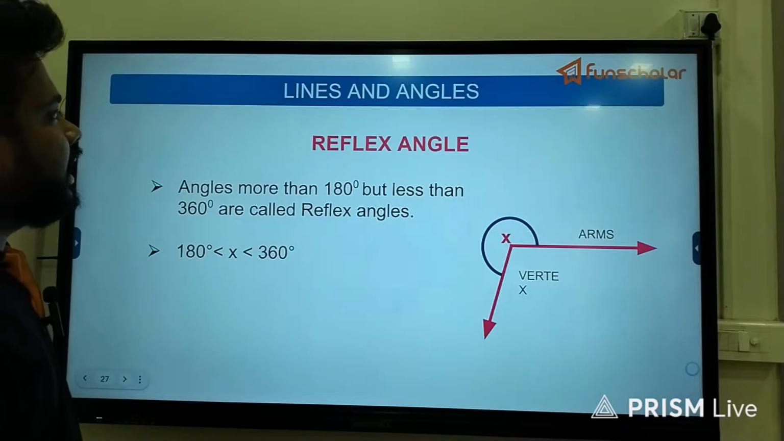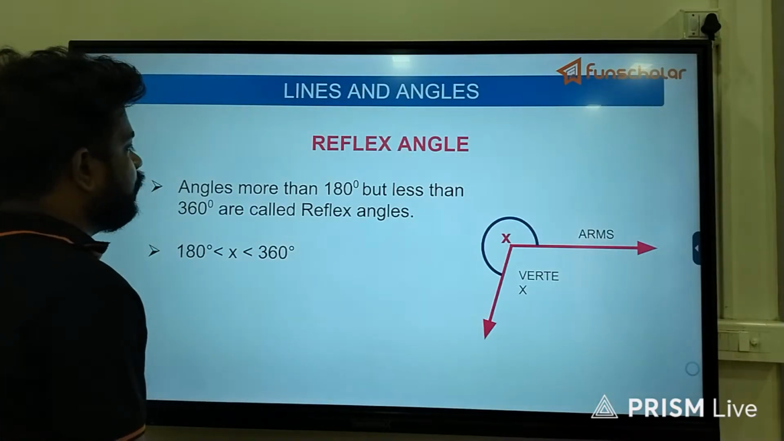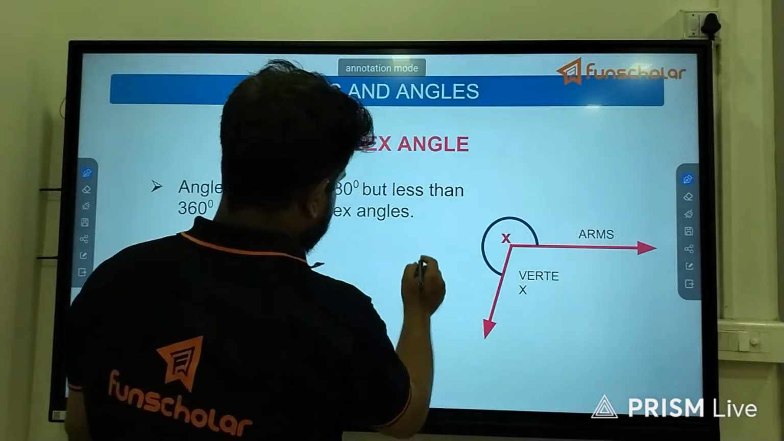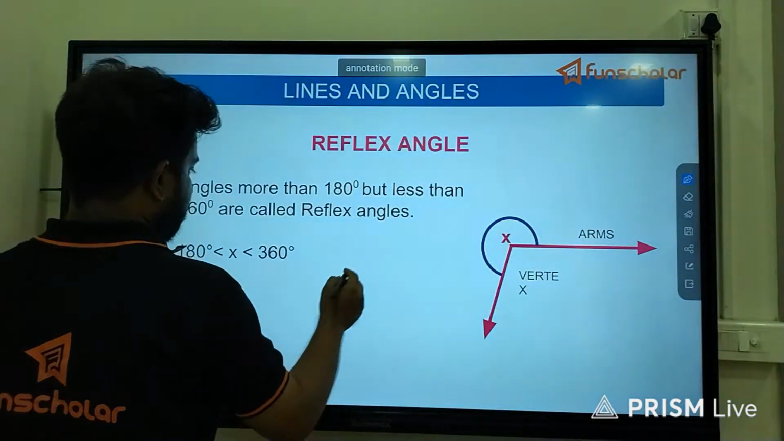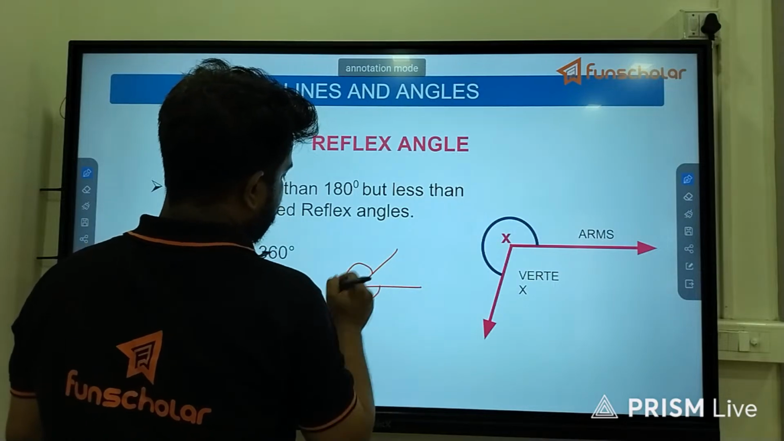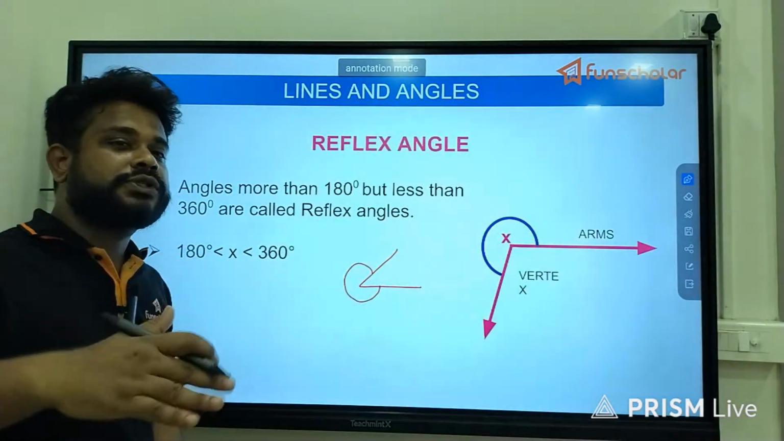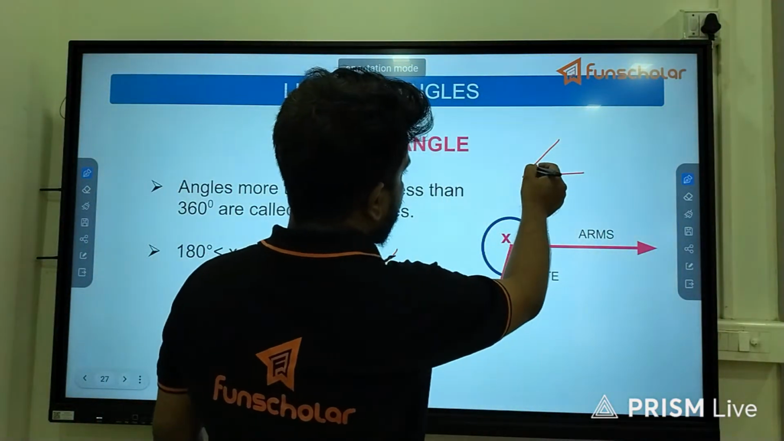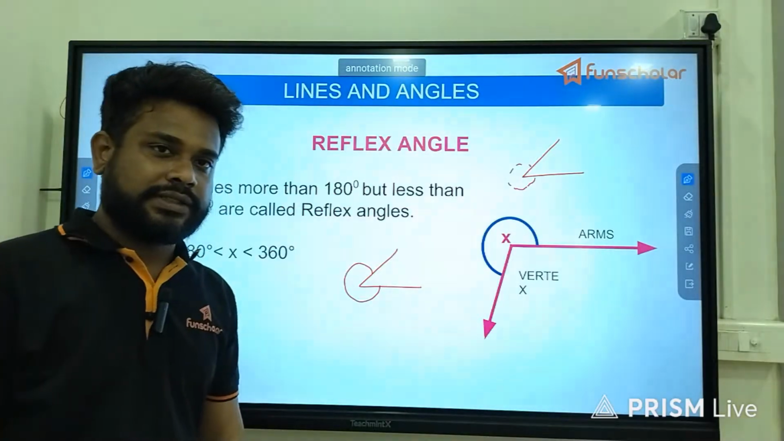Next, reflex angle. Angles more than 180 degrees but less than 360 degrees will be called reflex angles, and the image will look like this. If I draw an angle like this, the whole outer angle will be called a reflex angle. In general, reflex angles are the opposite of acute angles. If I draw an acute angle like this, the part which is not forming the angle will be called the reflex angle.